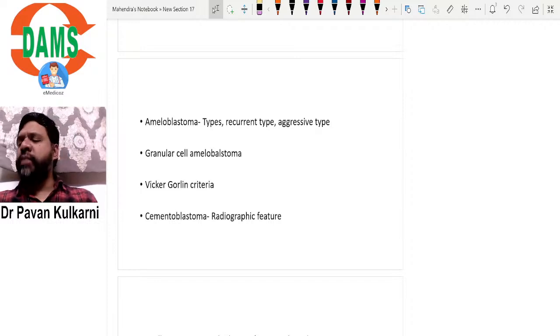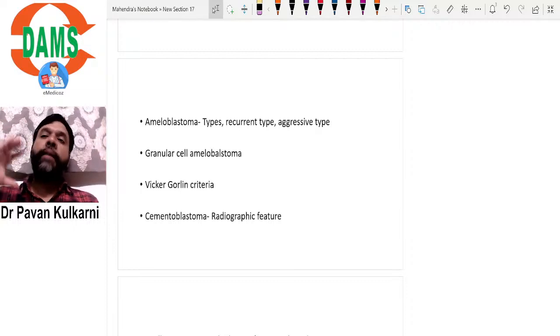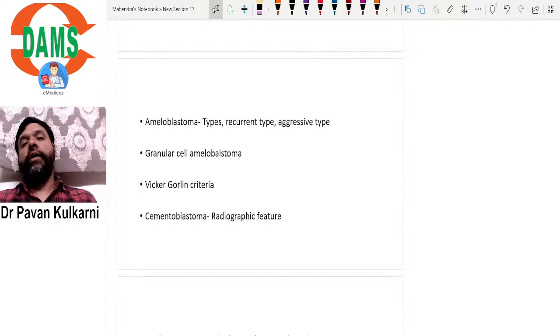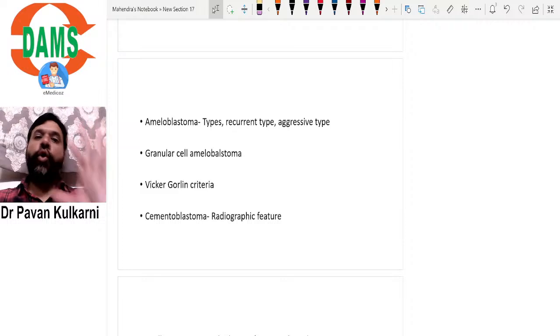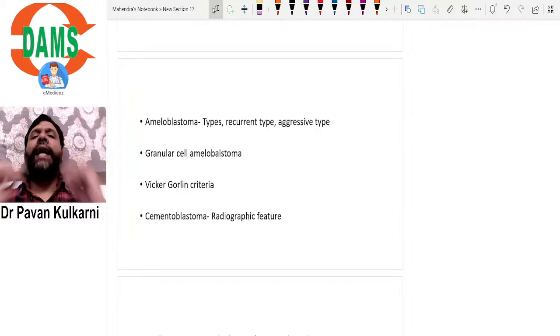We are also supposed to remember the Vickers-Gorlin criteria. Exactly what is the Vickers-Gorlin criteria? These are the three criteria meant basically for the diagnosis of ameloblastomatous transformation. If any particular cyst develops into ameloblastoma, it has to show all these Vickers-Gorlin criteria positivity. So we are supposed to know about this. Now what exactly is it? Reversal of polarity of the nuclei.